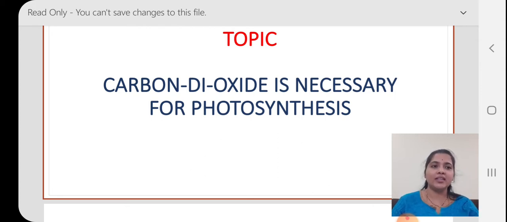So, today let us see how carbon dioxide is essential for the process of photosynthesis. What happens if carbon dioxide is not there? Will the plant be able to produce starch or not? Let us go with the laboratory activity.